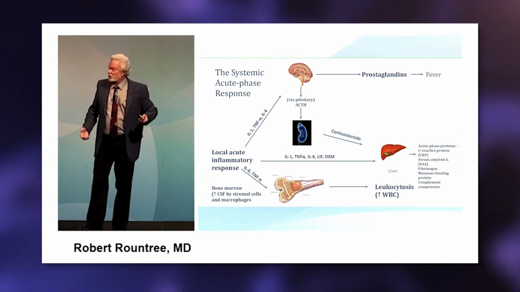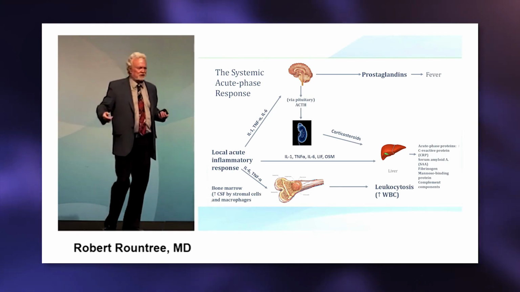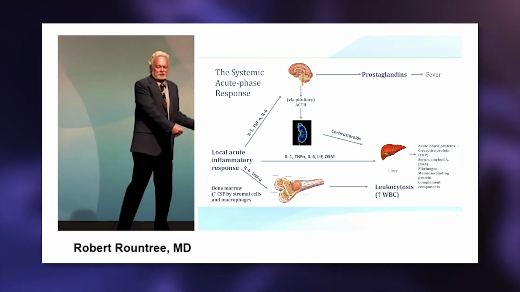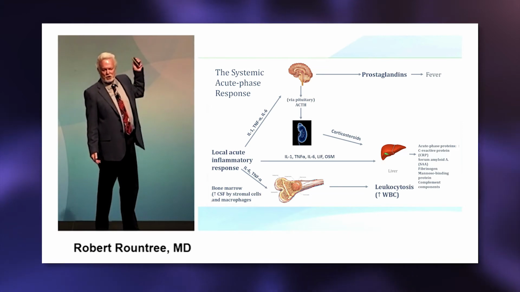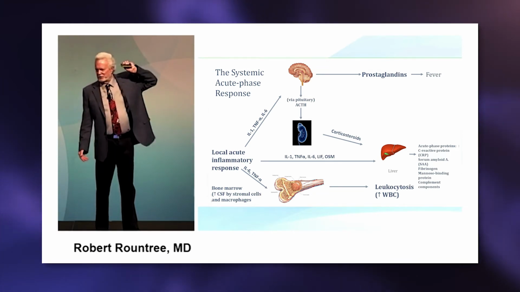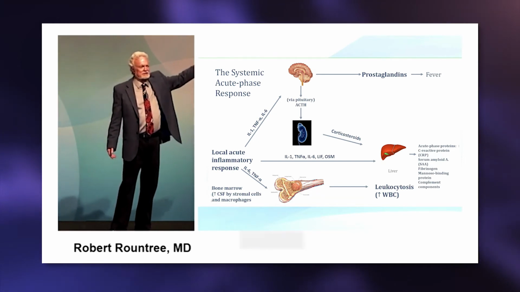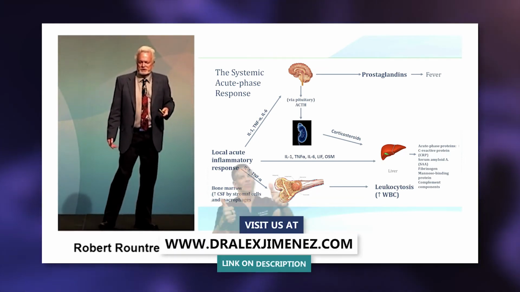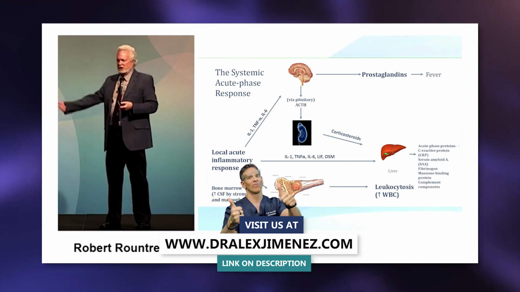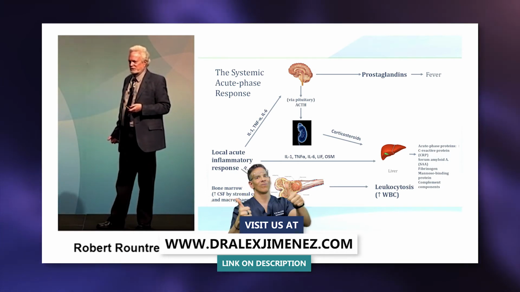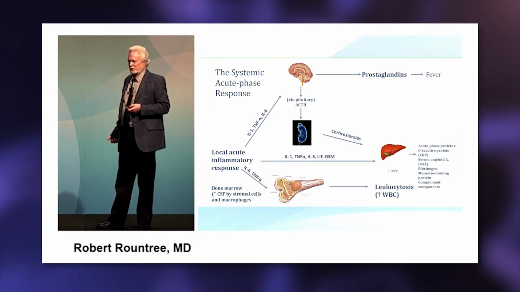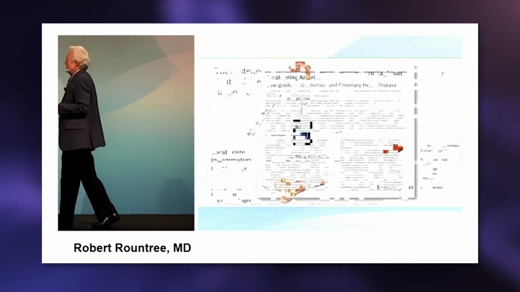And how does this work? You have this local inflammatory response. Those cells are releasing inflammatory cytokines, which can go to the brain. If there's a lot of them, they can go to the brain and produce a fever, can go to the adrenal glands that produce glucocorticoids, or can go to the bone marrow and cause leukocytosis. So it's not always a systemic phenomenon.